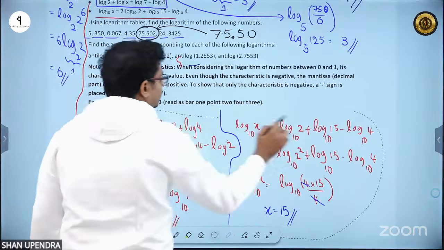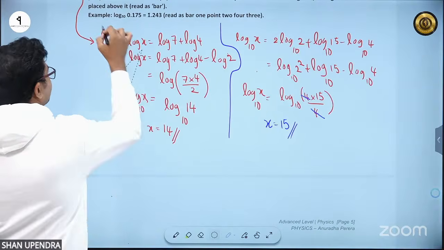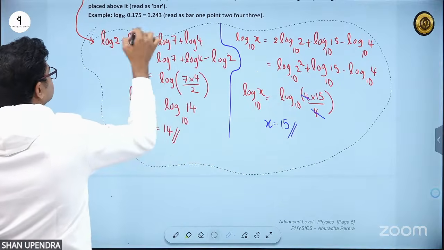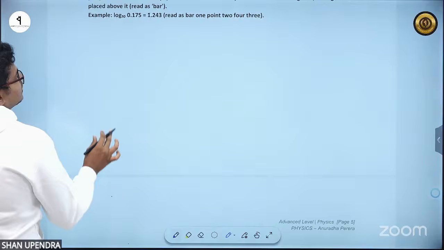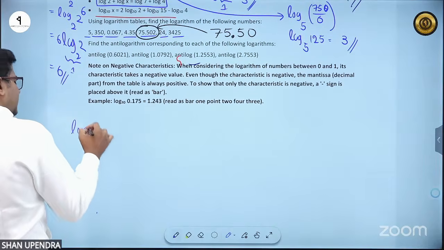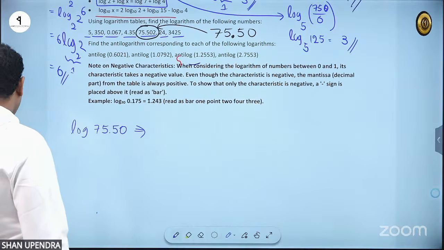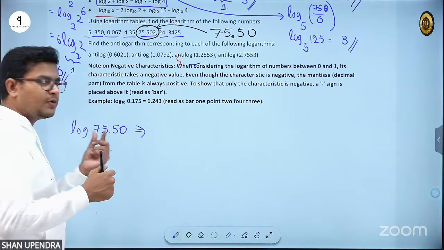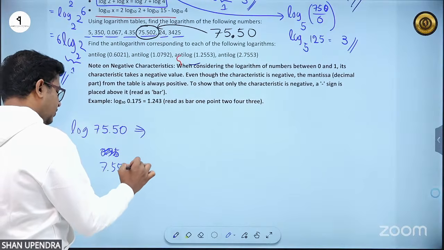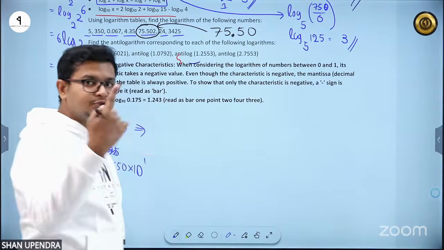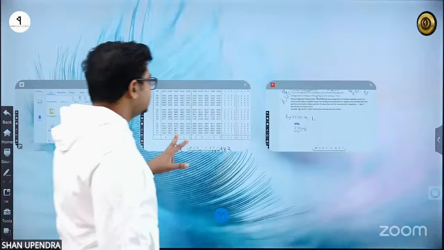75.50. So then I'm going to find the log. I'll erase this one. Okay. So now let's find log. No need to write the base now. I'm going to use base 10 of 75.50. So how do you find that? We can write 7.550 times 10 to the power 1. So it's in between 1 and 2. You can take 1 point something. To find this 7.550, you can use a logbook.